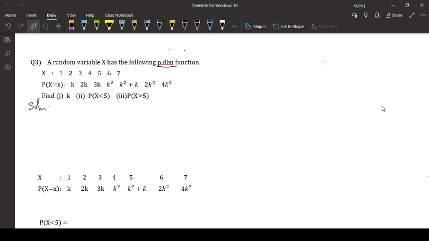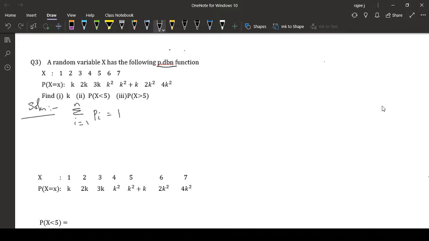So we are going to solve this one. We need to get the value of k. For that, we know the summation of i equal to 1 to n, p_i is equal to 1, means the sum of all these probabilities is 1. So what we have to do here is find the sum of all these, add them all together, and equate that to 1. Then you will get a quadratic equation, and then you can find the value of k.